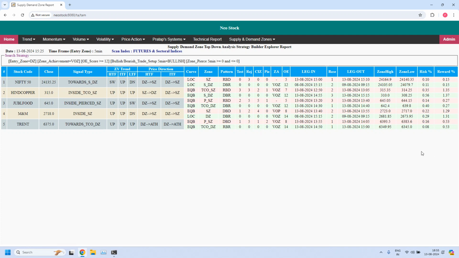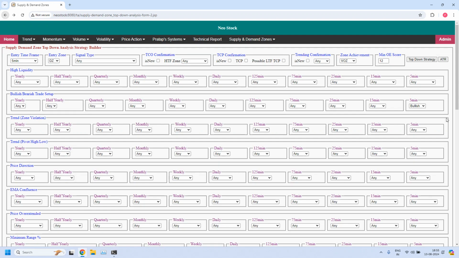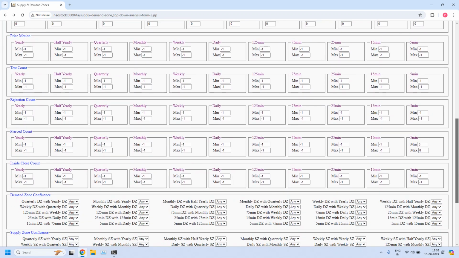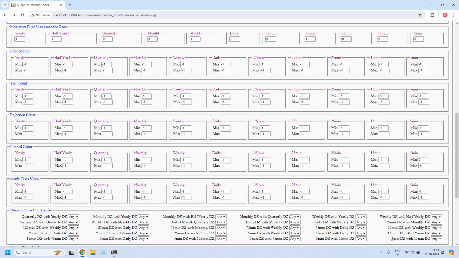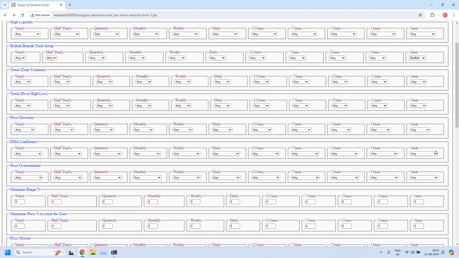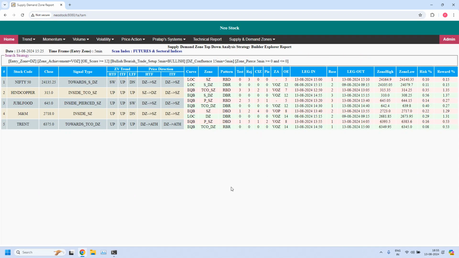So this is about bullish trade setup, but we will also look for confluence, zone confluence. First, let us look for ITF confluence. So demand zone confluence. Let us check 5 minutes demand zone is having 15 minutes demand zone, how many stocks are having. Let's verify. So 5 stocks are filtered. Out of these 5, again Nifty 50 is having confluence with ITF time frame. That means 5 minutes and 15 minutes zone confluence is there. But the only problem is RR is very poor. Reward is very poor.